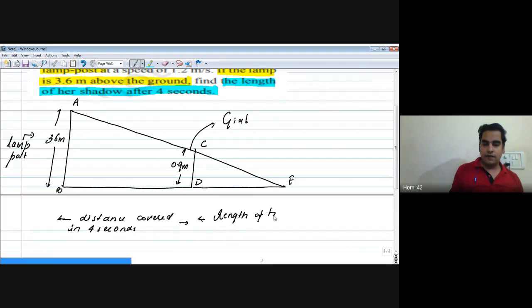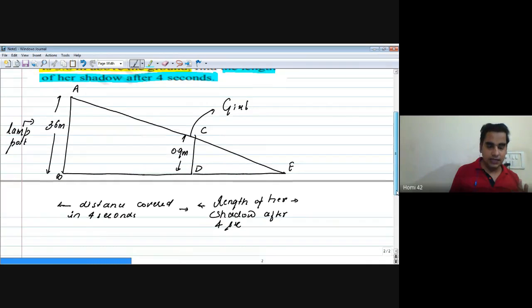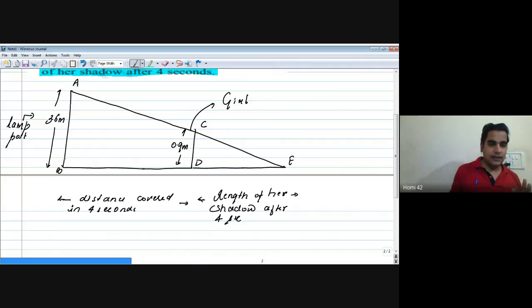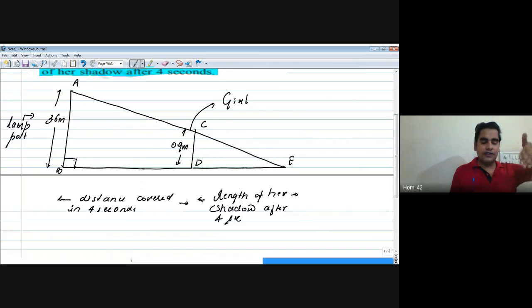This DE is the length of her shadow after 4 seconds, so we actually need to find out DE here. Since this angle will be 90 degree because the lamppost stands vertically on the ground, also the girl will stand vertically on the ground, so this angle is also 90 degree.